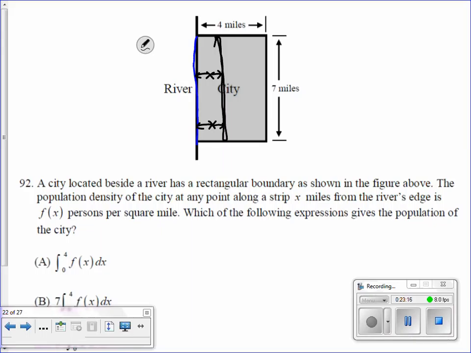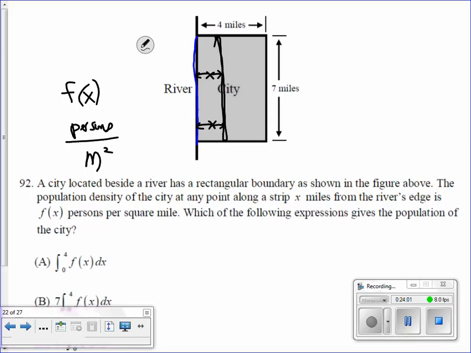So let's think about what I would have to do to figure out how many people were in the strip. If we know that f of x, population density, is measured in persons per square mile, so I'll just say mile squared like that, what would you have to do to get the number of persons living in this strip here? Well, before we even integrate, just in this one little strip, you've got the number of people per square mile. You want to get the number of people in that strip. Multiply by what? Square miles, the area, right?